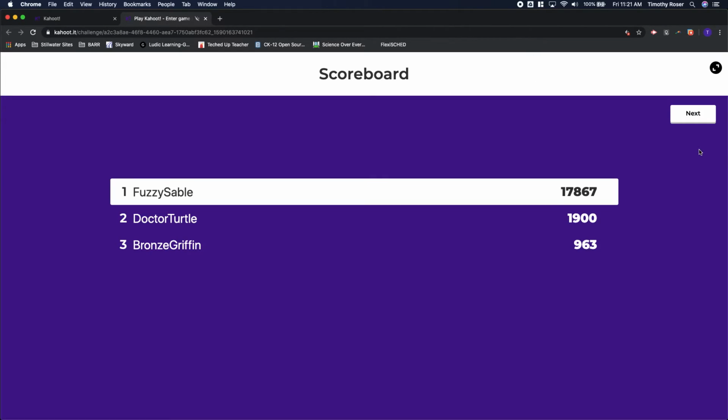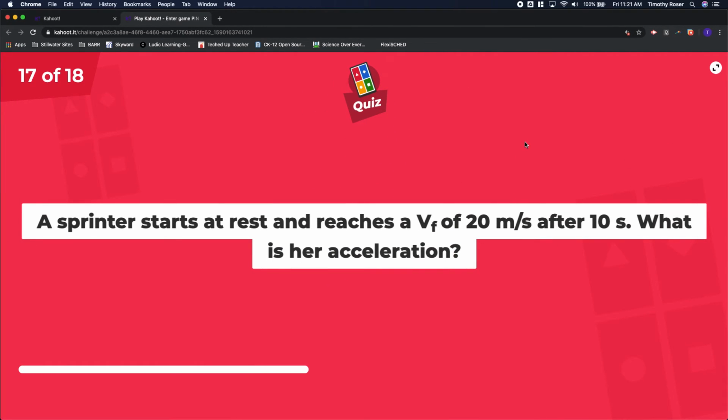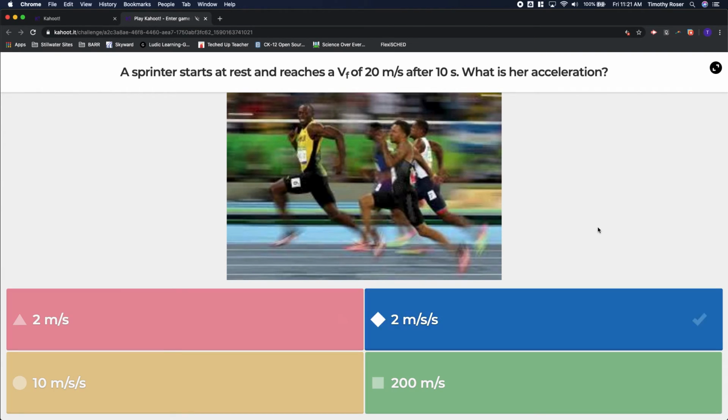Alrighty, next up. A sprinter starts at rest and reaches a final velocity of 20 meters per second after 10 seconds. What is her acceleration? All right, in this example, acceleration is determined by the change in velocity divided by time. Well, you start at rest and you reach 20 meters per second, so that means we had a 20 meters per second change in velocity, and we divide that by 10 seconds, giving us an answer of 2, and the unit is going to be meters per second squared.